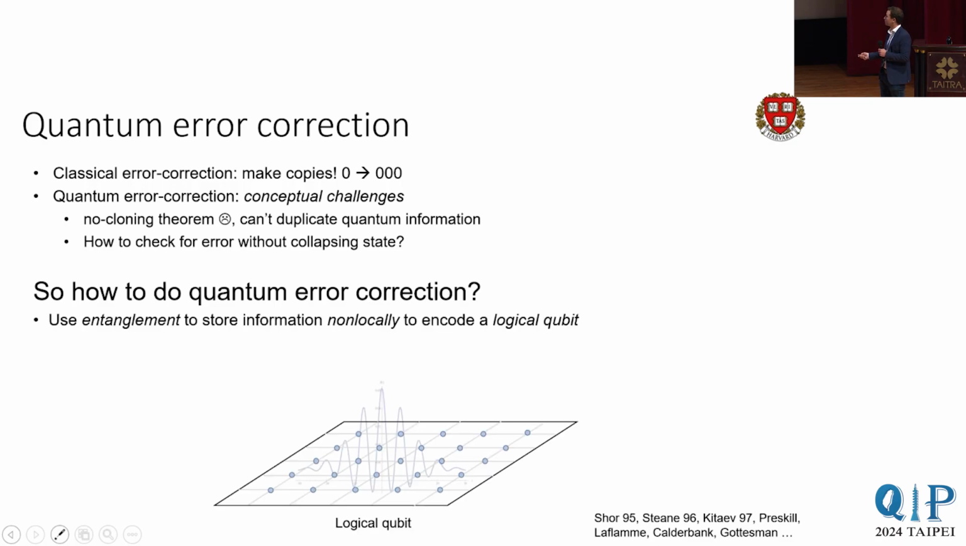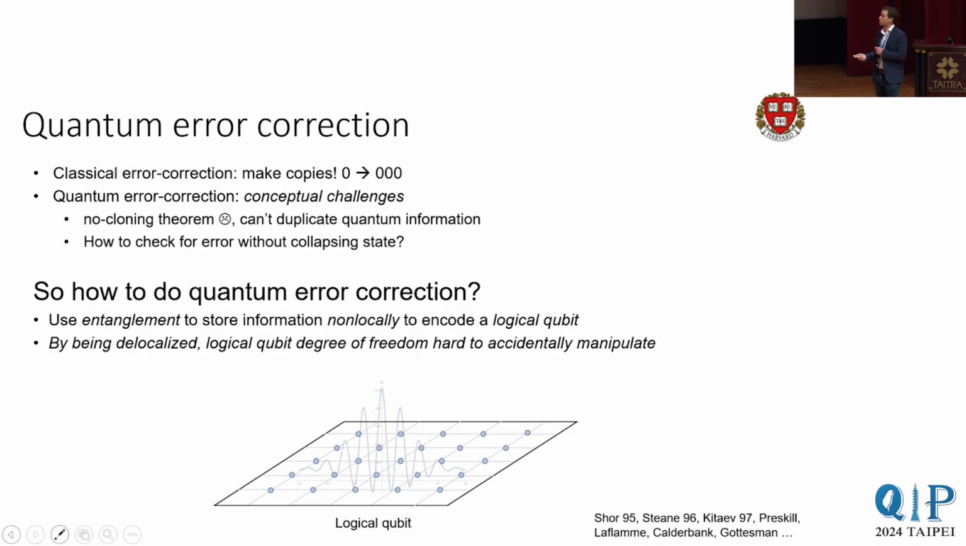And due to really breakthrough theoretical work in the 90s, people found that you can do quantum error correction with the ingenious concept of entanglement, which lets you take a logical qubit that you care about and spread it out and delocalize it across many individual physical qubits. This non-local spreading encodes a logical qubit that is so delocalized that it becomes hard for the environment to accidentally manipulate.